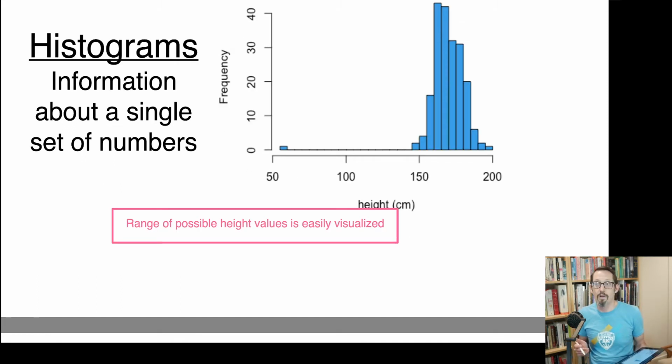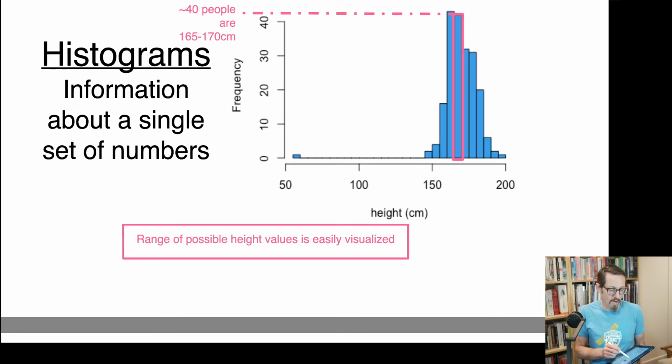So a histogram lets you easily visualize the range of possible height values in this data set. We can see, for instance, where most people lie. So around 40 people are in a particular height range, around 165 to 170 centimeters tall. We can easily see what the upper and lower ranges are. We can see how variable we are within the group.